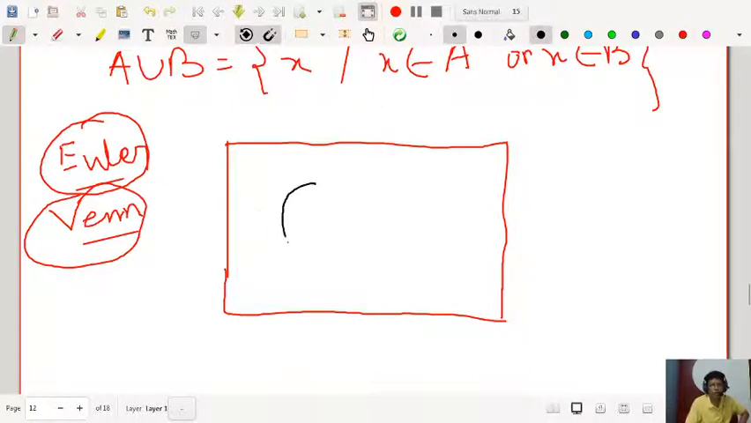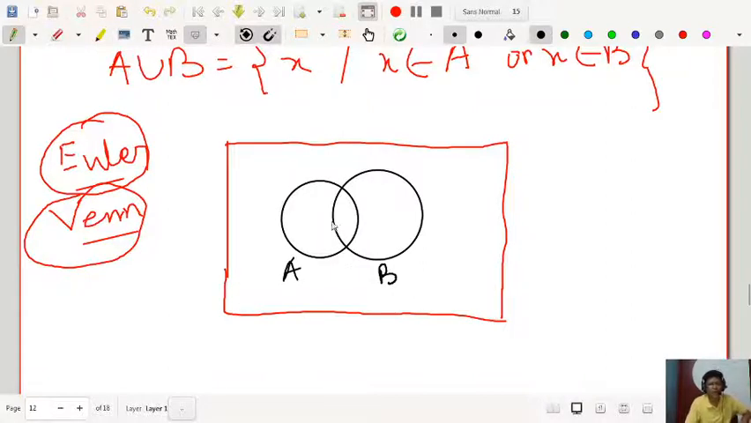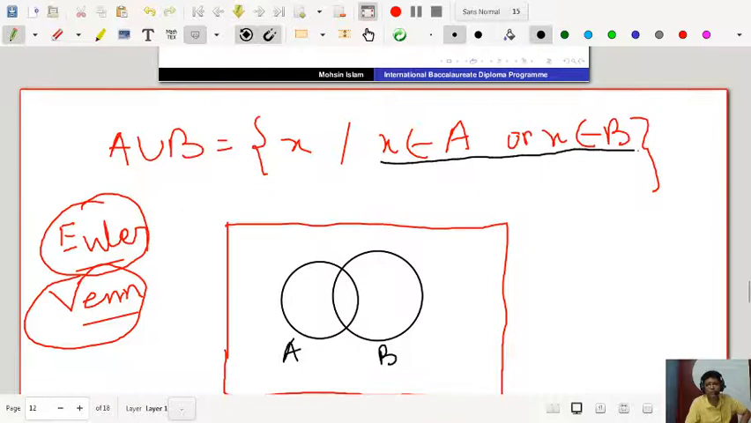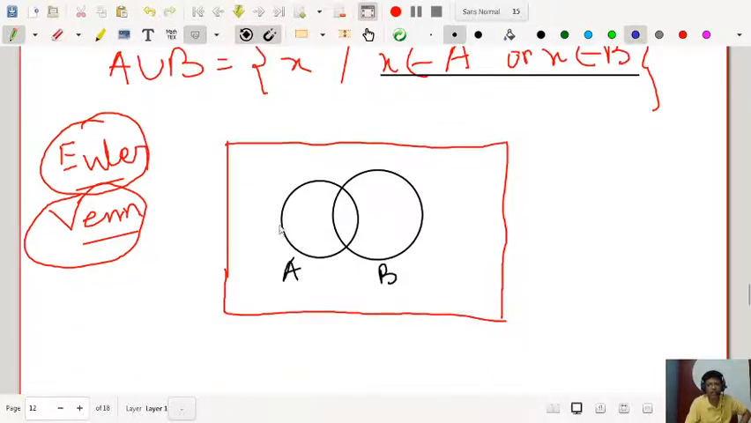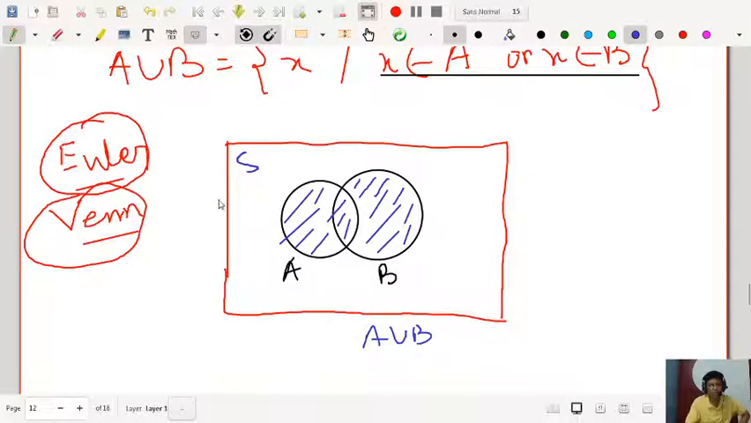So let me draw two sets in a circle. This is set A, this is set B. So X belongs to A or X belongs to B. That means your region will be those elements of A, and also those elements in B. So the entire thing is called a Venn diagram, and this is your A union B, and this is your universal set, the rectangle.